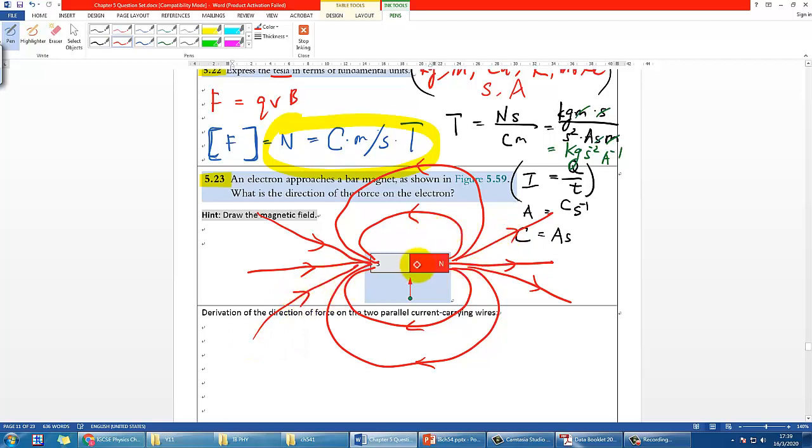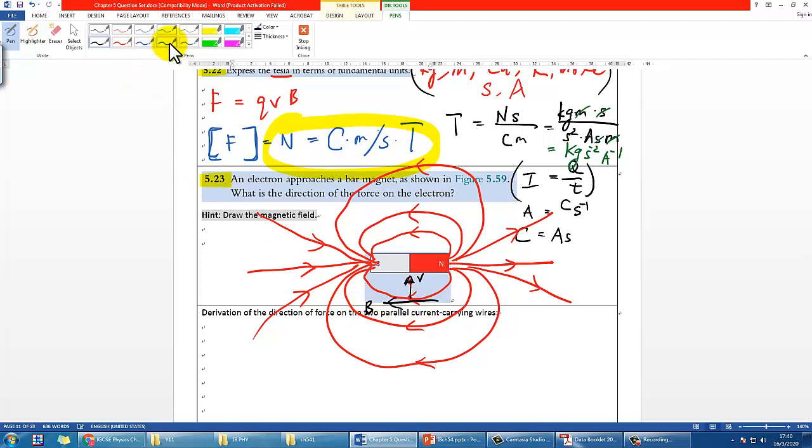Alright, like this. And if you try to draw over the electron, then you could draw something like this, north to south, like this. And apparently you can see now that on top of this electron, the magnetic field is going in this direction, towards the left actually. So it says the electron approaches a bar magnet, so that means the velocity is going in this direction, while the B field is going to the left.